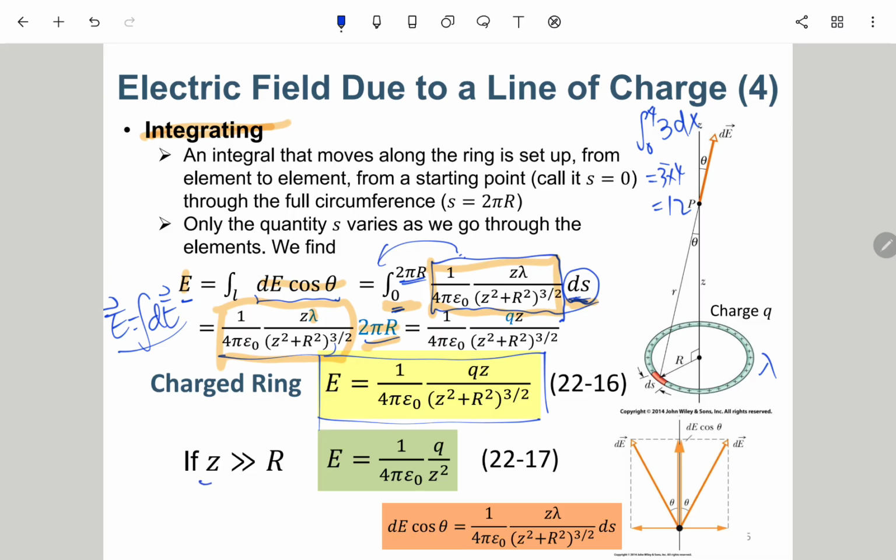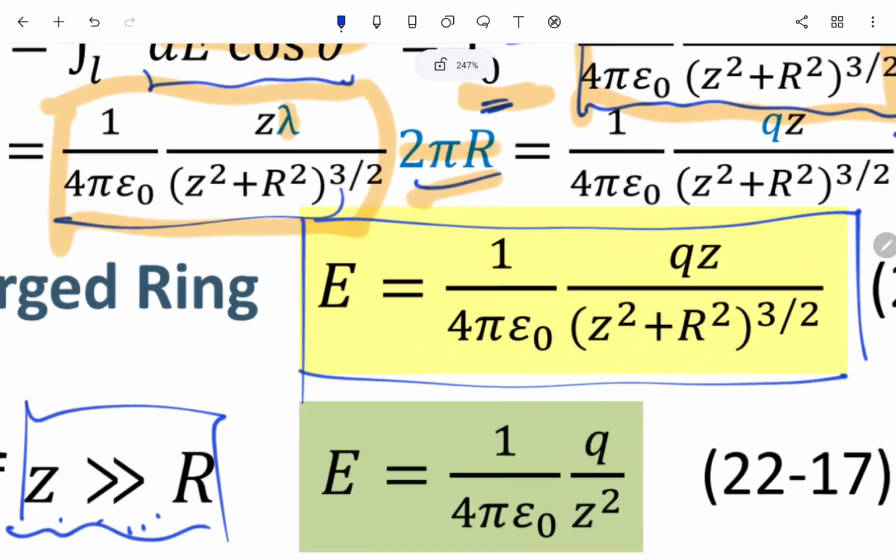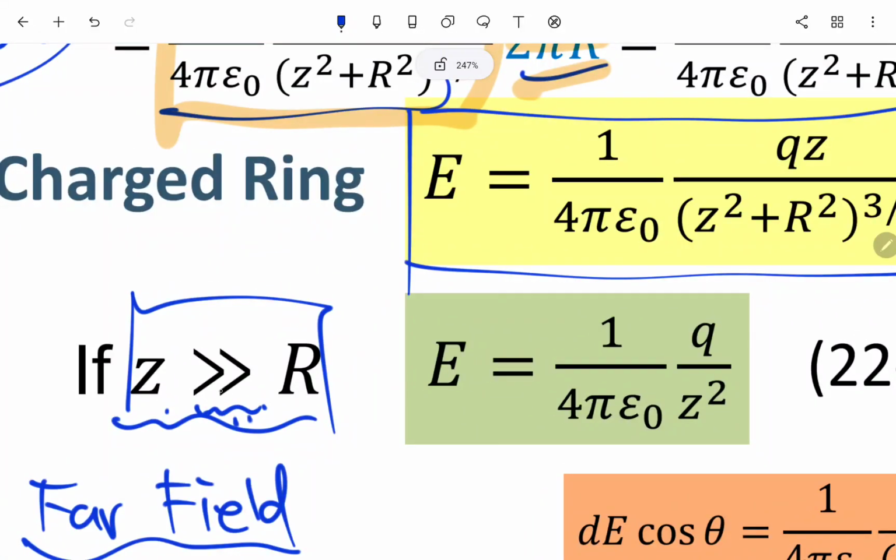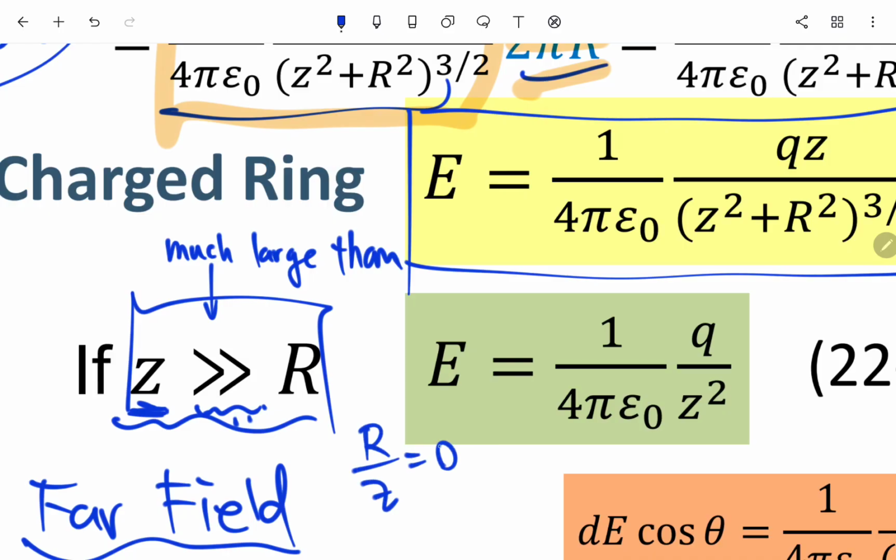Here we also consider the far field condition. For this far field condition, we assume z is much larger than r. I'm not sure whether you know this notation very well: this means much larger than. So z is much larger than r, so r over z will be 0, or tends to 0. Whatever you want to say.